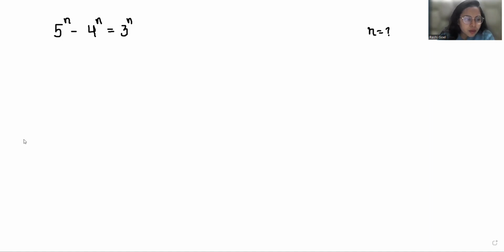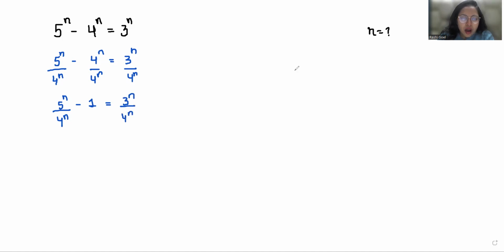In the first step, I am going to divide by 4^n throughout the equation. So it becomes (5^n / 4^n) − 1 = 3^n / 4^n. According to the exponent rule, a^m / b^m can be written as (a/b)^m. So it becomes (5/4)^n − 1 = (3/4)^n.